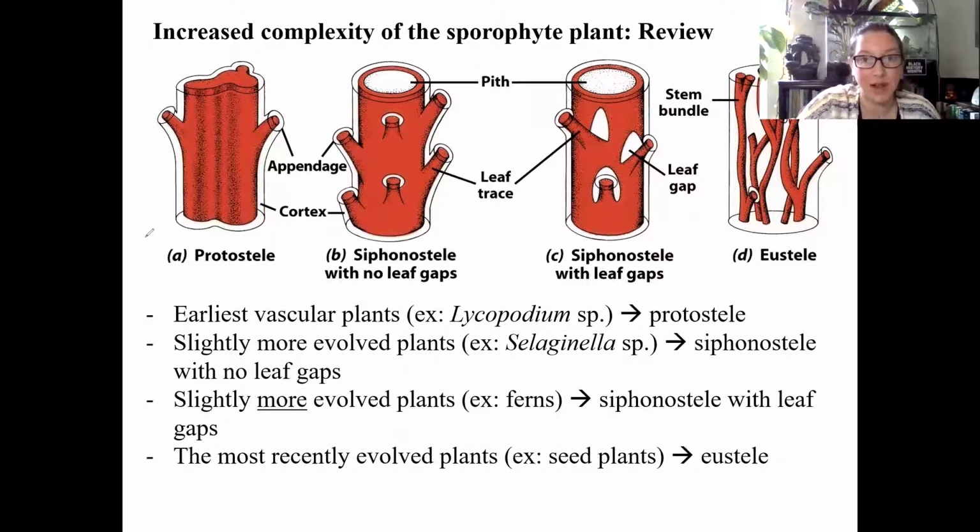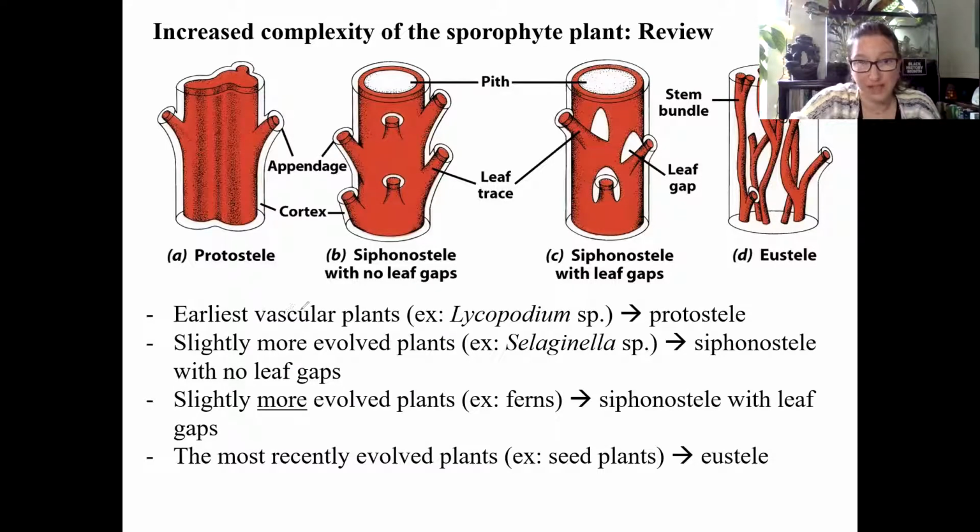So what is a stele, right? We have here protostele, siphonostele with no leaf gaps, siphonostele with leaf gaps, and eustele. They all have stele in them. What is stele? Like here, stele. What is a stele? A stele is a way that we describe how the xylem and the phloem is organized.